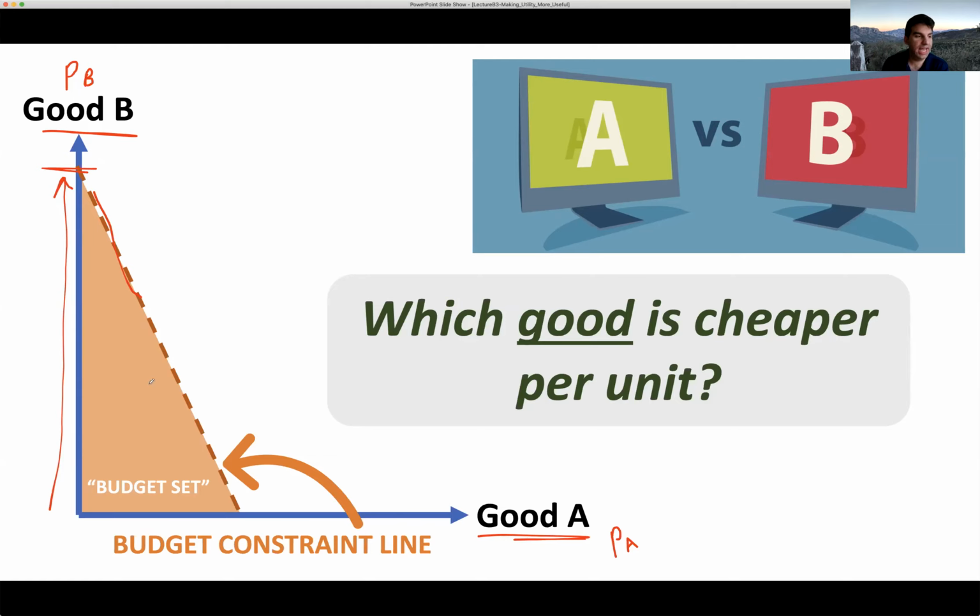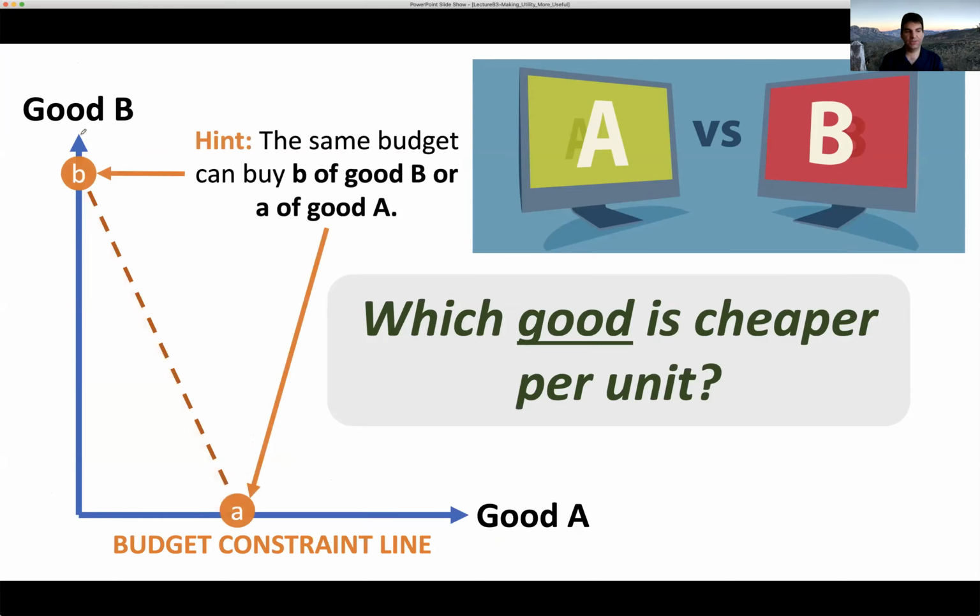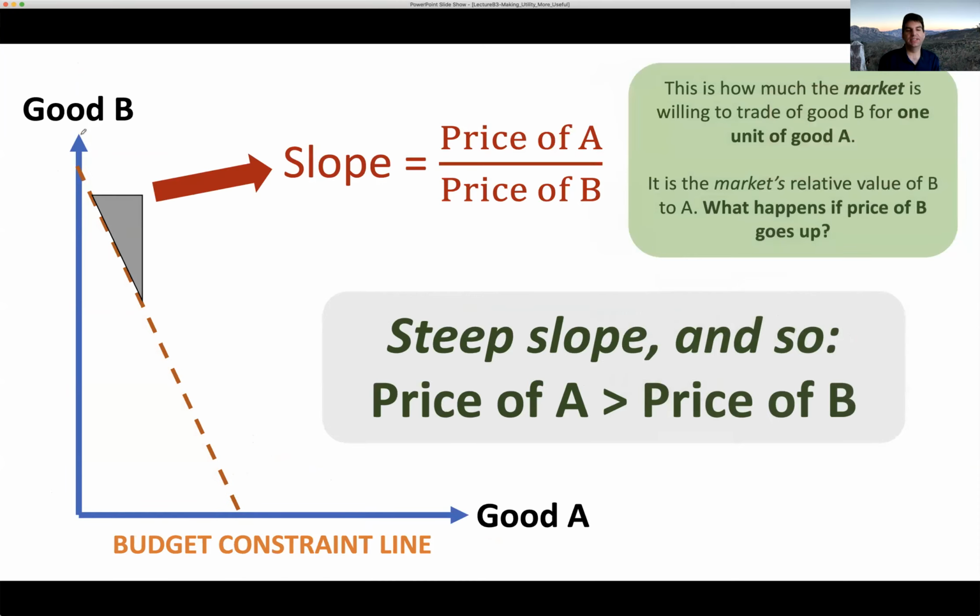And so if we look at this budget, if we go all the way to the axes, where the budget constraint line intersects, if you were to put your whole budget into buying one good, how much could you buy of it? And clearly we can buy with this budget a lot more of B than we can of A. And that tells me that per unit, B is cheaper. So that's all we're saying here. The same budget can buy more of B than A. And so we know that B is cheaper.